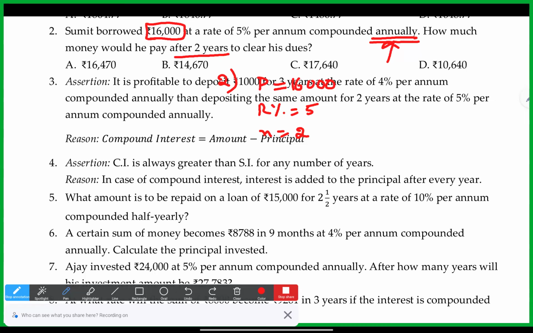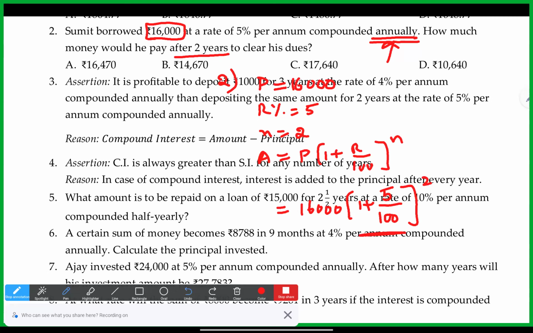Now they're asking how much money he would pay after 2 years, so amount is equal to P into (1 plus R by 100) whole power n. P is 16,000 into (1 plus 5 by 100) whole power 2. Same like yesterday, you will add this, then apply the square and do the calculation perfectly.